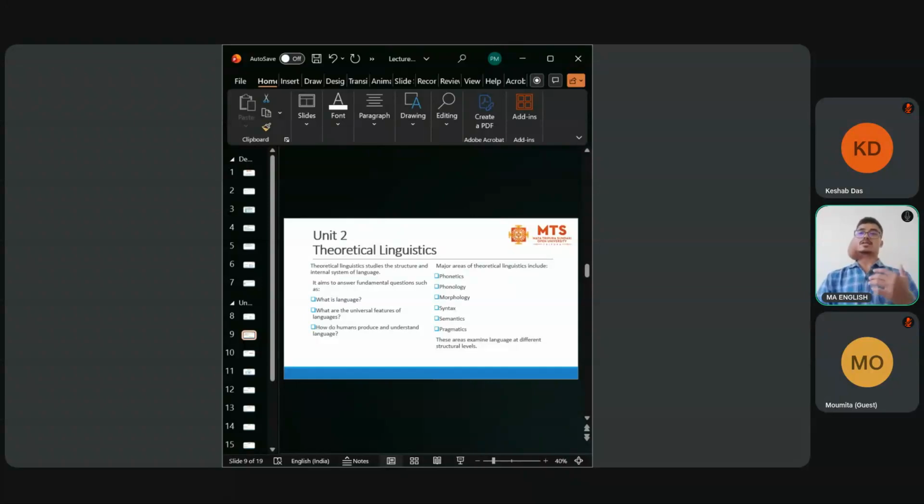The fifth is semantics, which studies meaning, what words and sentences mean in themselves. And the sixth is pragmatics. I have already said about pragmatics, which studies meaning in context. How the same words can mean different things depending on who says them, when and where, right? Each of these areas examines language at a different structural level. Together, they form the foundation of all linguistic study.